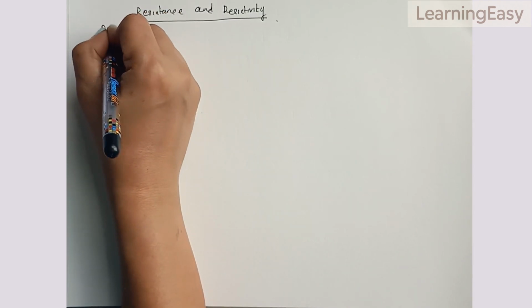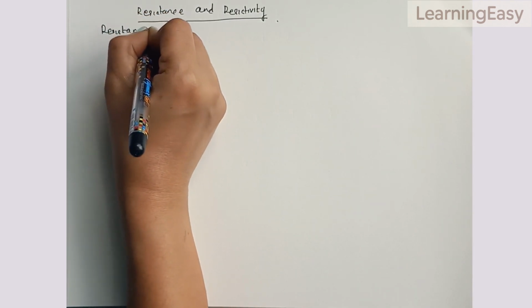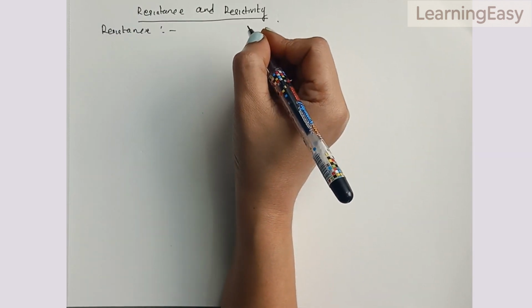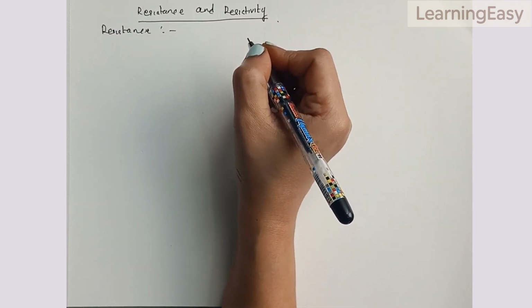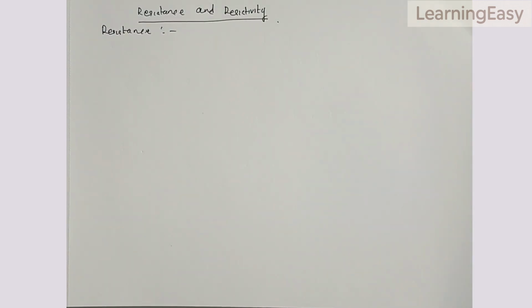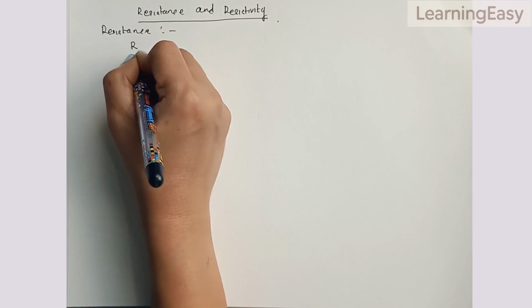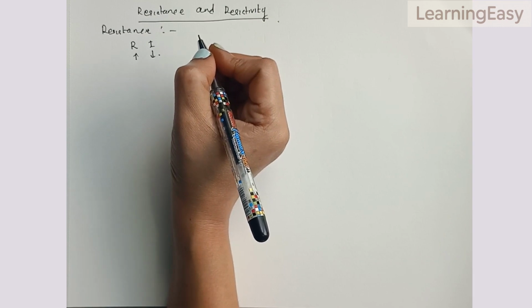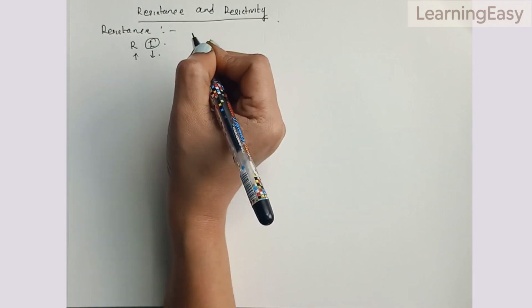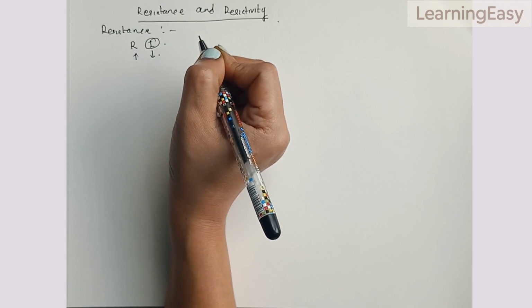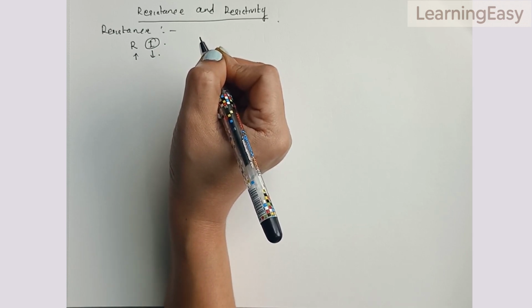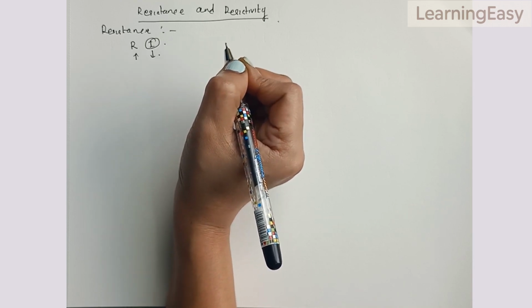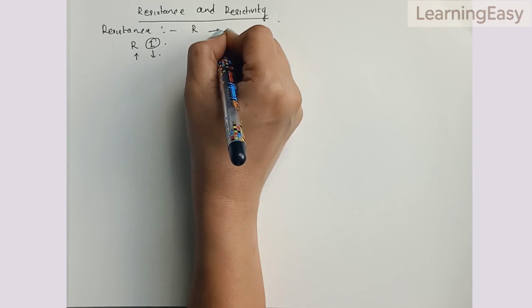What is a resistance? It is defined as the property of a material due to which it opposes the flow of electric current. This is R and this is the current. Any opposition to the flow of electric current is your resistance. Resistance is denoted by R and its unit is ohm.